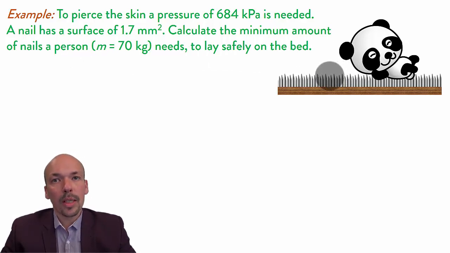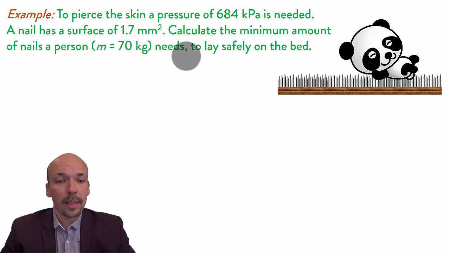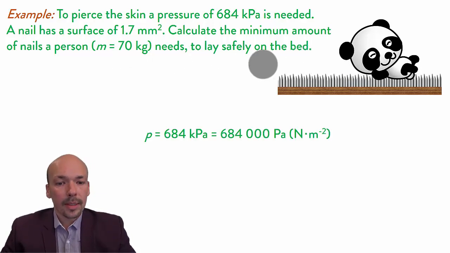You can imagine if it's one nail, it will pierce the skin because the pressure will be very high because the surface is very low. But if the amount of nails goes up, the area will go up and the pressure will go down. So then it will be safe to lay on the bed, and we need to calculate the minimum amount of nails that this person or the panda can lay on. So try this for yourself. I will now give the answer.